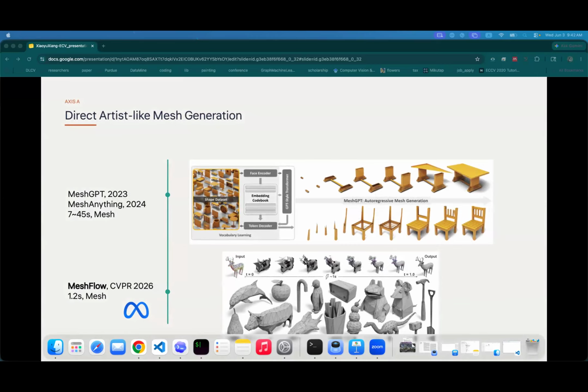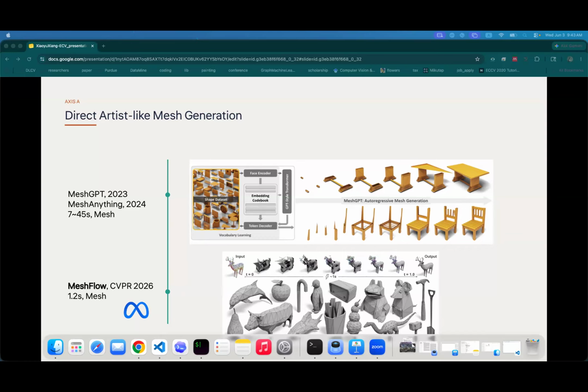MeshGPT and MeshAnything show that mesh sequences can be modeled with autoregressive next-token prediction, which requires discretizing vertex coordinates. The inference cost scales quadratically with the mesh size, and our recent work, MeshFlow, pushes it further by introducing a variational autoencoder that represents both continuous vertex positions and discrete connectivity in a continuous latent space, which is significantly more compact than the prior token-based mesh representation.